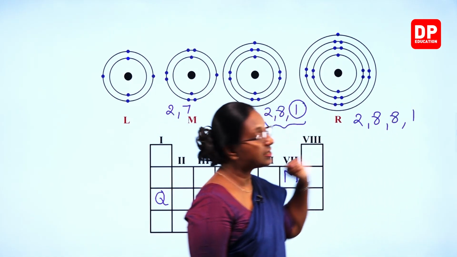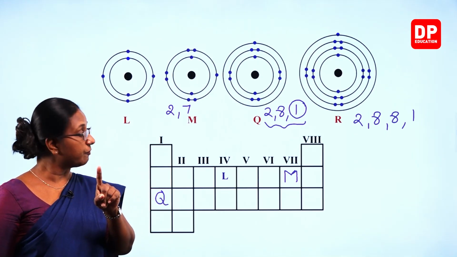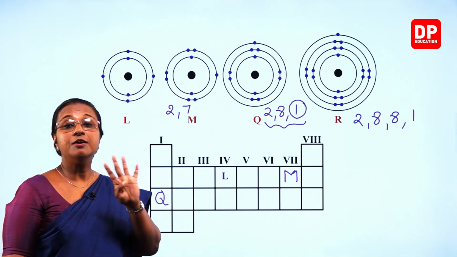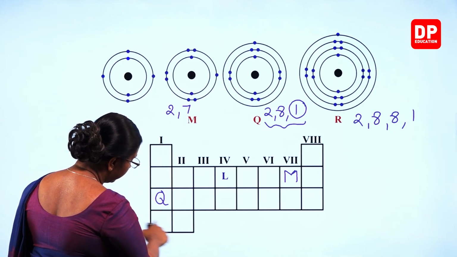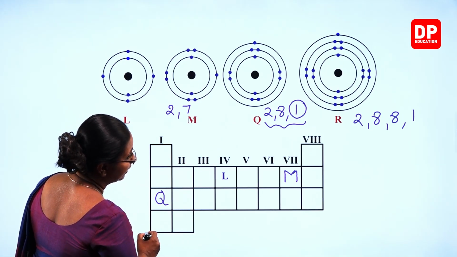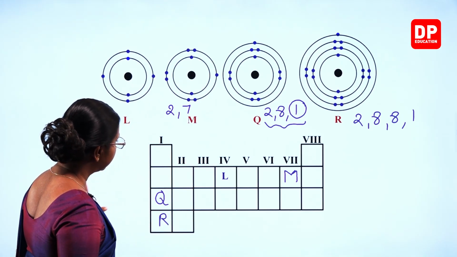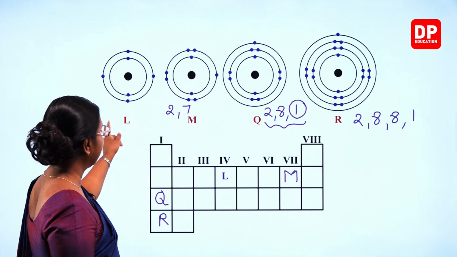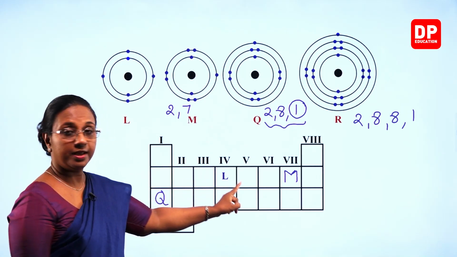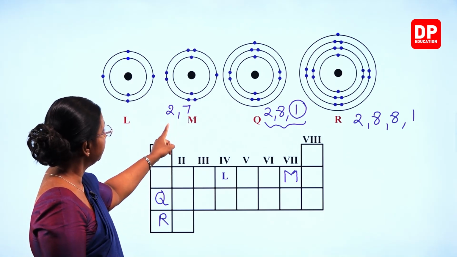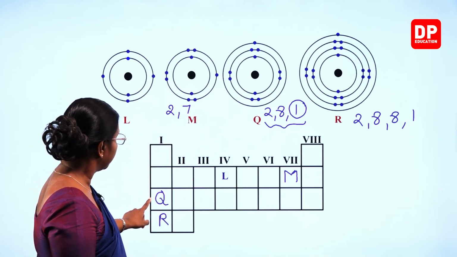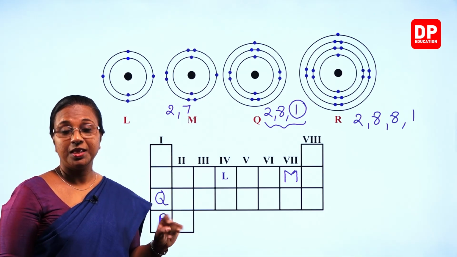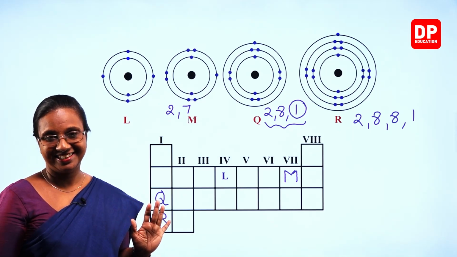Again, the last shell has only 1 electron, so group 1, but there are 4 shells containing electrons, so period 4. Period 4 here and group 1. So that is going to be R. Now we have written the positions of the elements M, Q and R. L has already been shown, group 4, period 2. M, group 7, period 2. Q, group 1, period 3 and R, group 1, period 4. I'm sure you can also answer this correctly.